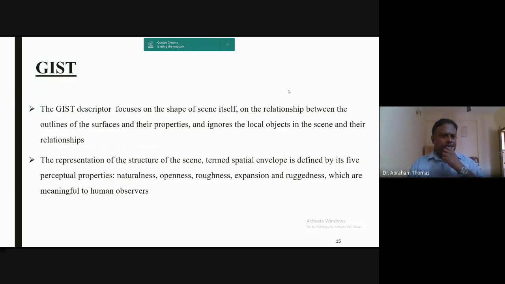Now coming to GIST. The GIST descriptor focuses on the shape of the scene itself, on the relationship between the outlines of the surfaces and their properties, and ignores the local objects in the scene and their relationships. The representation of the structure of the scene, termed spatial envelope, is defined by its 5 perceptual properties: naturalness, openness, roughness, expansion, and ruggedness, which are meaningful to human observers.